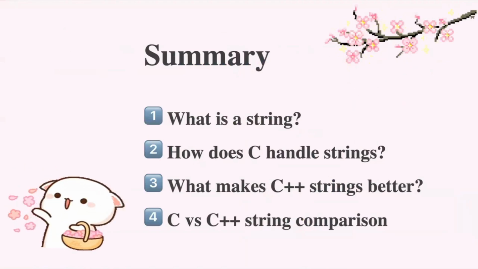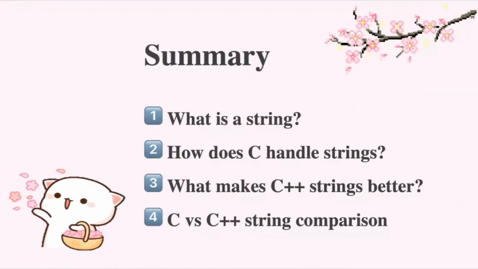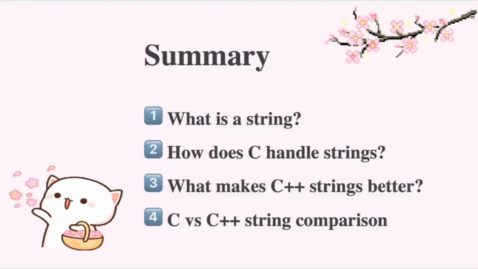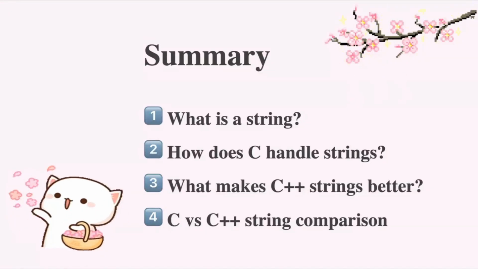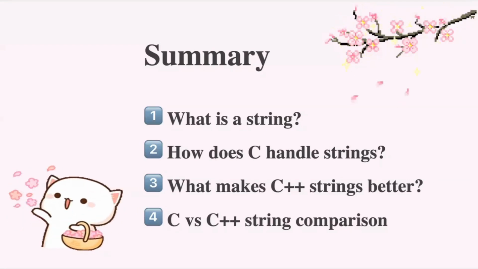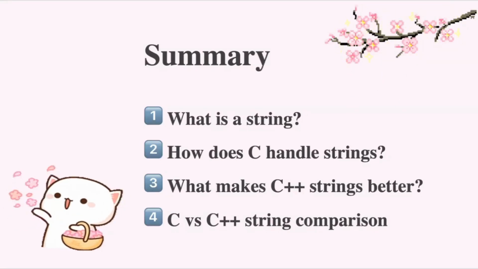Now let's see what we have learned in this video. First, we learned what a string is. A string is a collection of characters used to store and represent text. It can be a word, a name, or even a sentence. The second thing we learned, how does C handle strings? C uses character arrays with a null terminator at the end, and we have to manage the memory and handle comparison and operations manually.